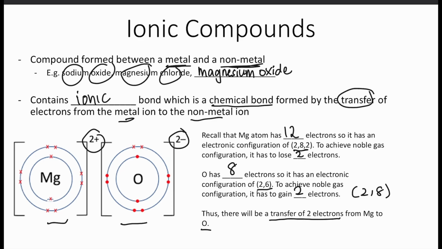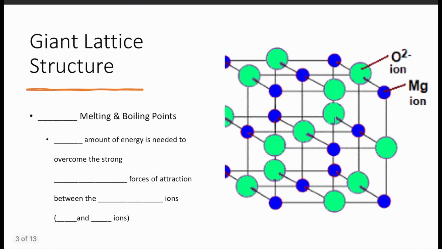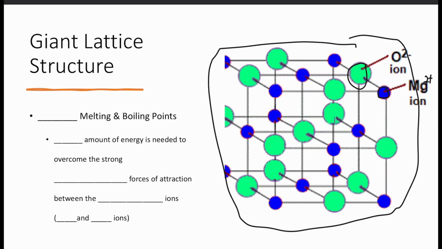The ionic bond is the attraction, the chemical bond, formed after this transfer of electrons. In this case, we'll be talking about the giant lattice structure, which is the structure of ionic compounds. If you see the picture on the right, the Mg2+ ions are depicted as the blue ions, and the oxygen ions are depicted by the green ions. If you see the overall picture, it looks like a lattice structure. It looks like a box, so we call it a giant lattice structure.